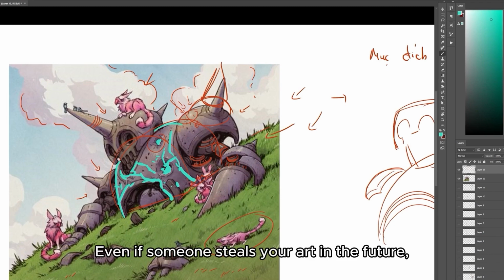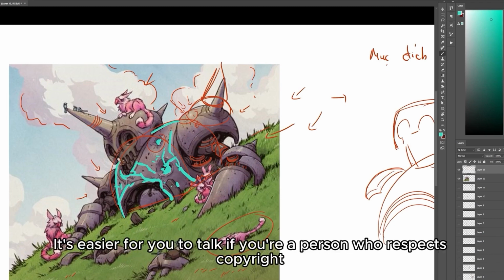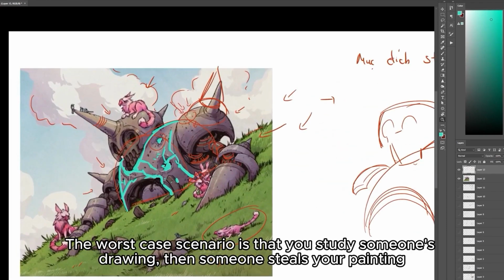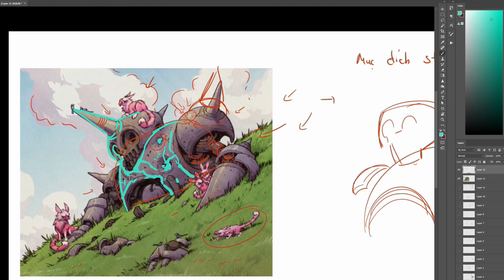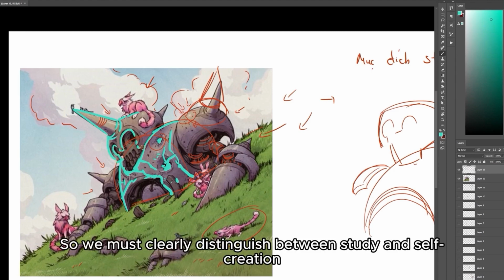Even if someone steals your art in the future, it's easier for you to talk if you're a person who respects copyright. The worst case scenario is that you study someone's drawing, then someone steals your painting. Then we can't sue, because we're also not good at protecting other people's copyright. So we must clearly distinguish between study and self-creation.